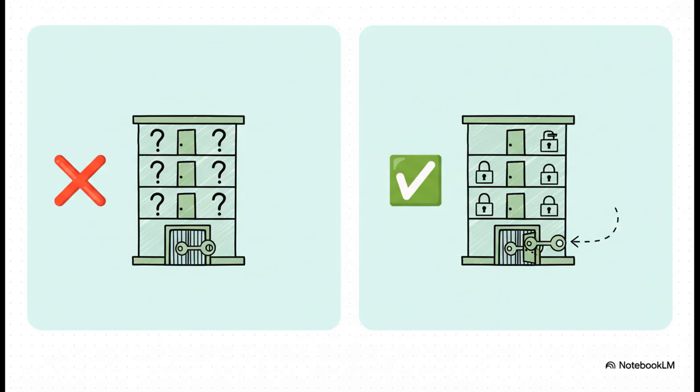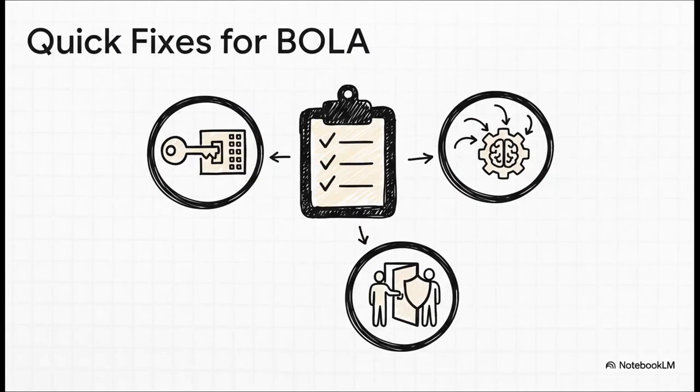Look at this. The flawed code on the left basically asks, is this person logged in? That's it. The secure code on the right asks, okay, is this person logged in, and does this specific order actually belong to them? That one single extra check is the difference between being secure and having a catastrophic data breach. So how do we fix it?